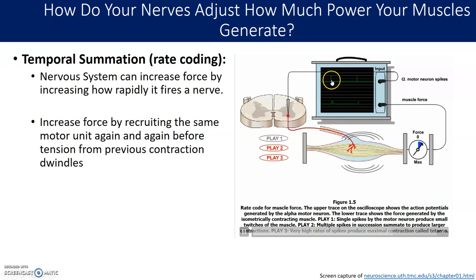So here we have one action potential causing a twitch. Now we have two action potentials, and before that first twitch goes away, we were able to add on a second twitch and then a third. Here we're having stimulation so quickly that we were able to generate a ton of force. Keep adding on these twitches together. That's temporal summation.